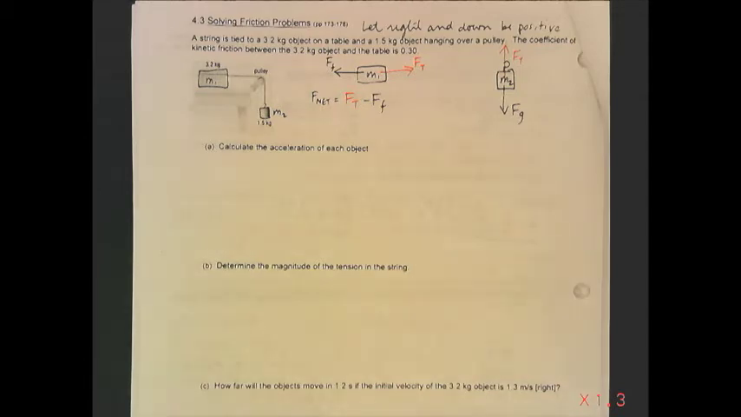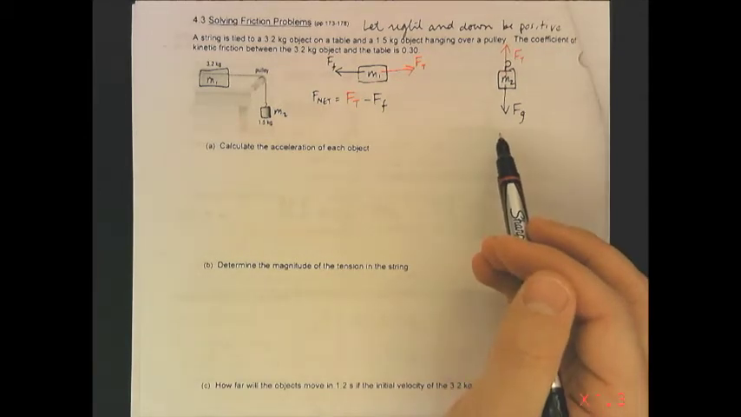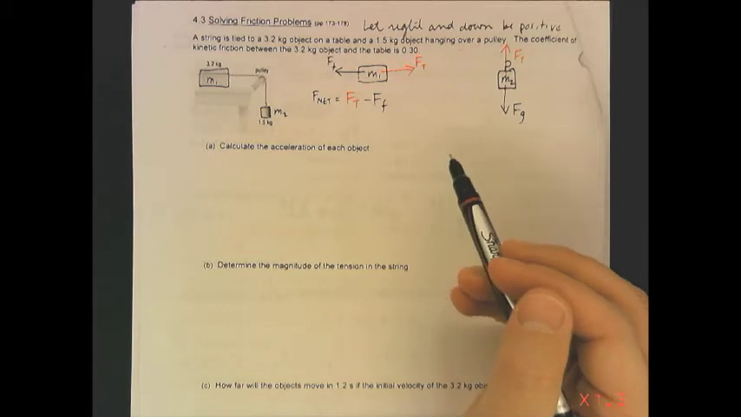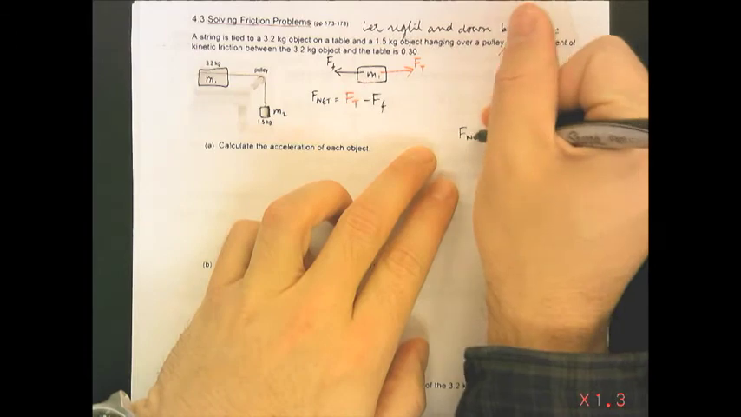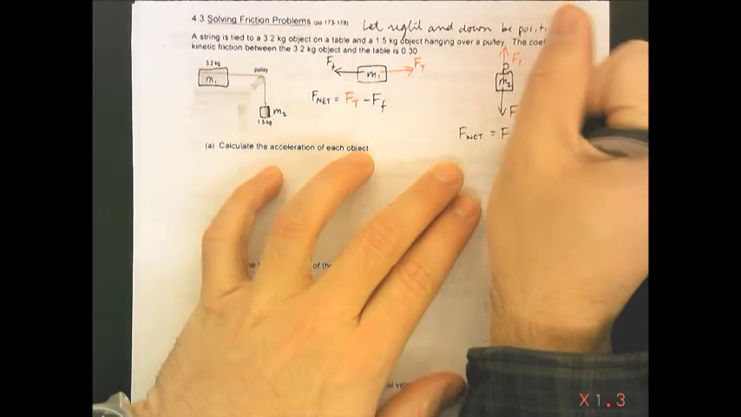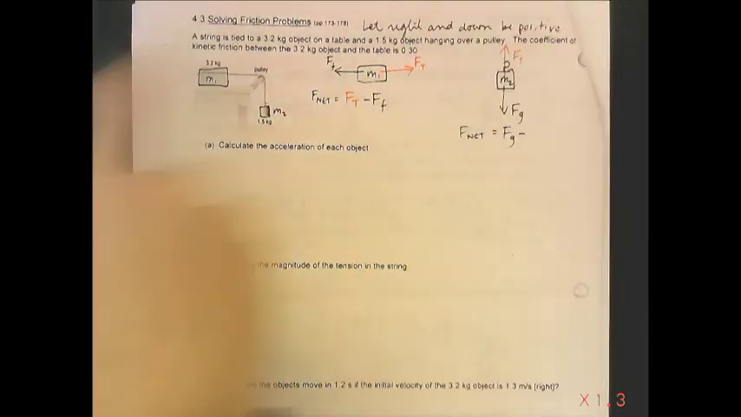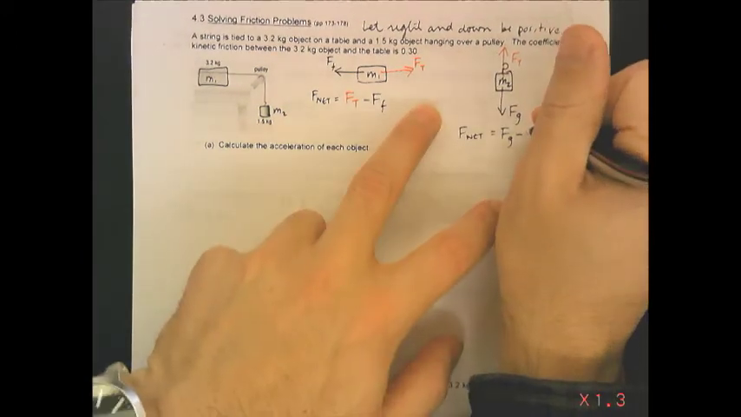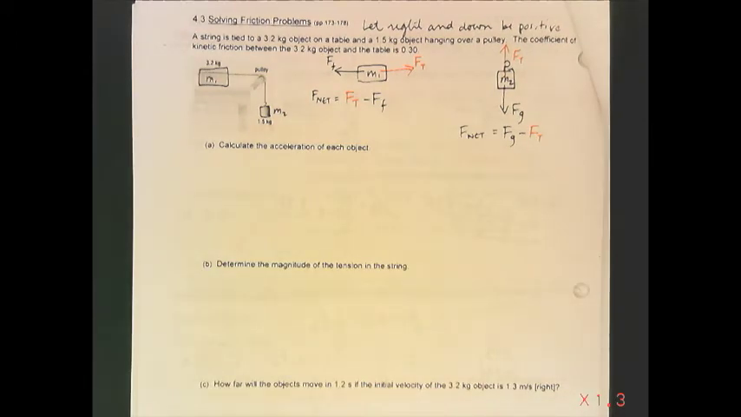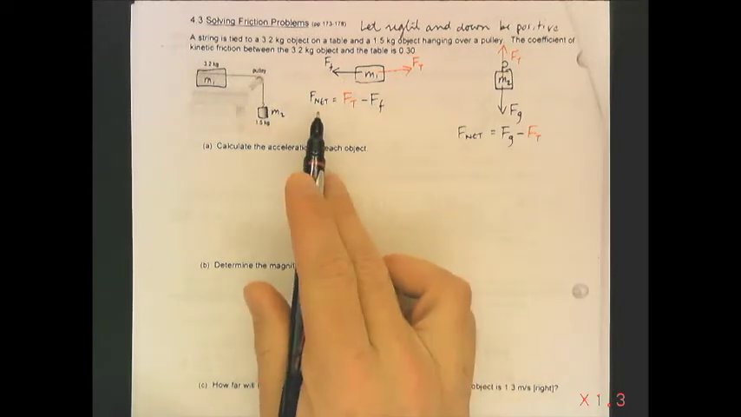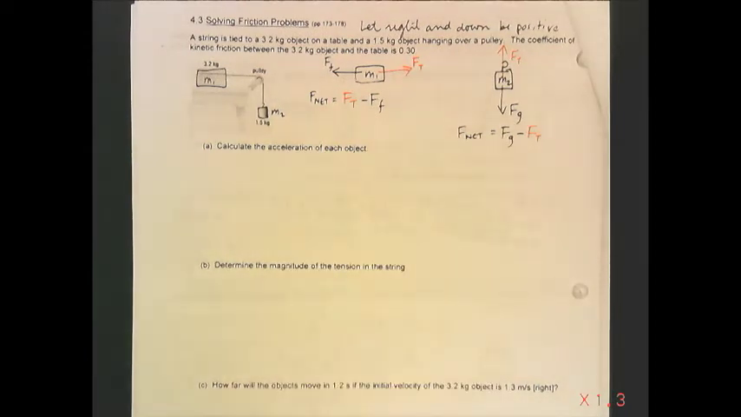If we do the same thing for this free body diagram, keeping in mind that down is positive, therefore up is negative, we end up with the net force is equal to gravity minus tension. What should the next step be? Isolate FT. Before we do that, let's replace net force with MA.